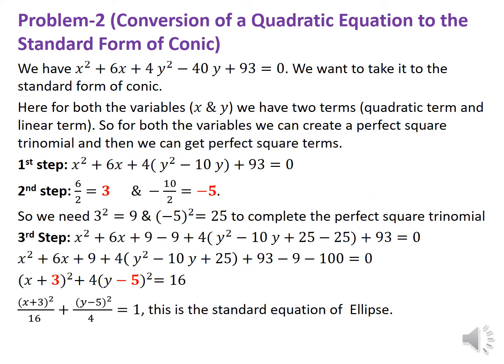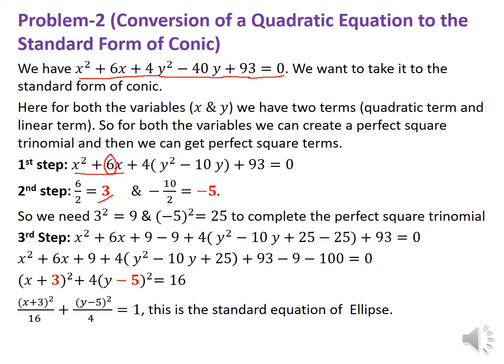Here we have another problem. The equation given here is x squared plus 6x plus 4y squared minus 40y plus 93 is equal to 0. We want to convert this equation to the standard equation of a conic. So here for both the variables x and y, we have two terms. One is the quadratic term and the other is the linear term. So for both the variables we can create a perfect square trinomial and then we can get the perfect square terms. So for x we have x squared plus 6x. The coefficient of x here is 6. So we need to divide this 6 by 2 and we will get 3 here.